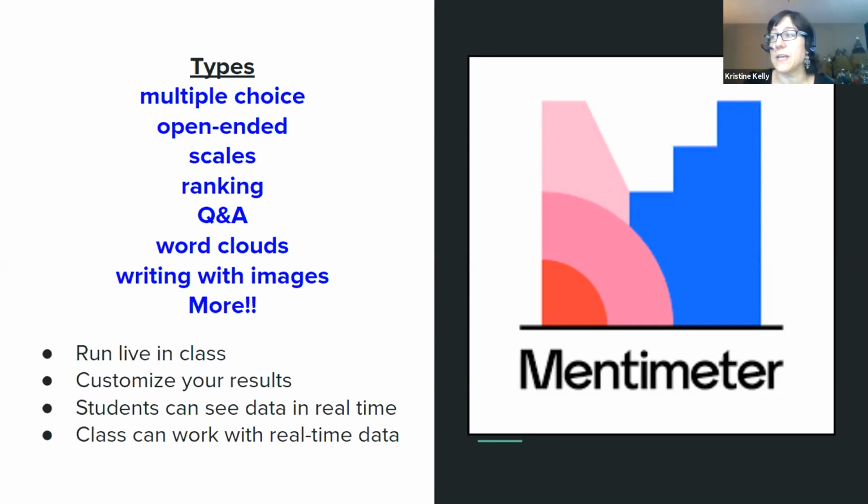You can run it live in your class. You don't have to set it up in any special way. I just have a slide that gives a code, and then I go outside of my slide deck and run it. Students can see the data in real time. And the class can then work with real-time data. So that's something that's kind of fun, that we get some data and then we look at it. For example, if the results are in a pie chart, we can talk about that actual data and talk about maybe some trends that we're seeing with where the class is or how people are feeling or thinking about certain questions or things.